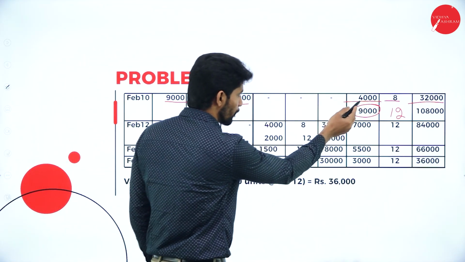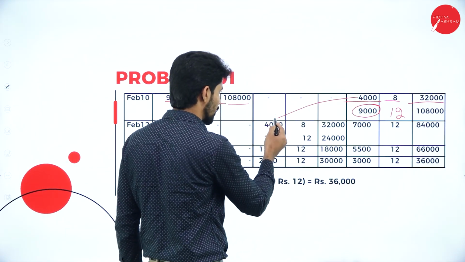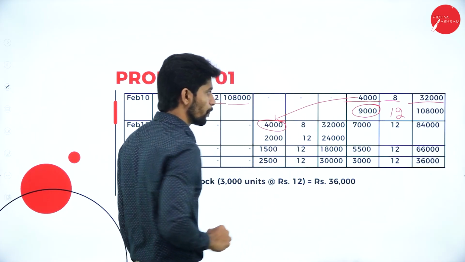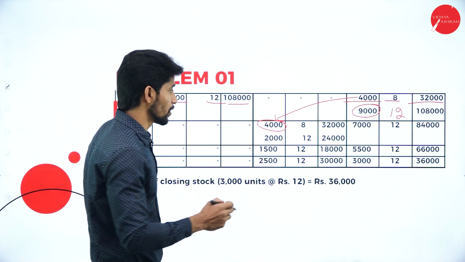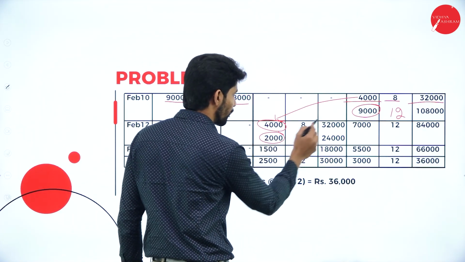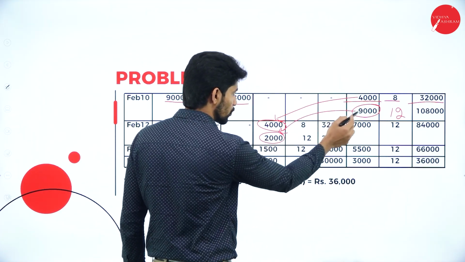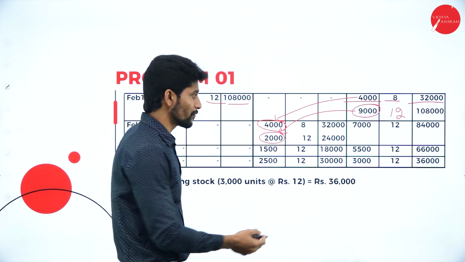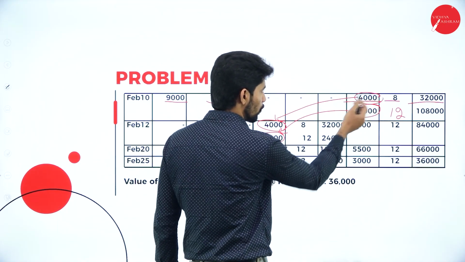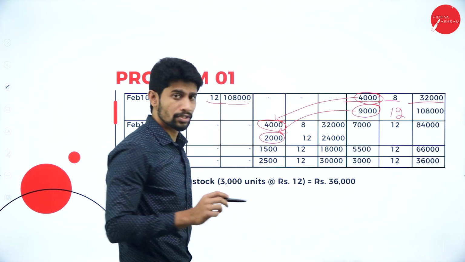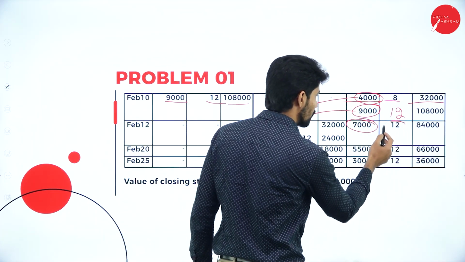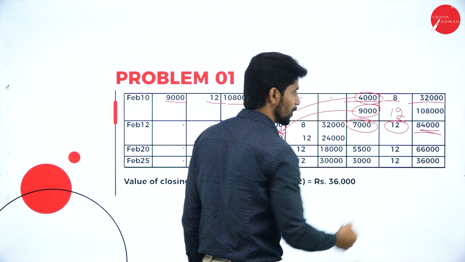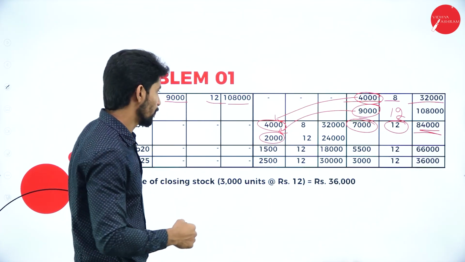So here we have 4,000. So first issue this 4,000. Still how much we are supposed to issue? We are supposed to issue 2,000. So issue this 2,000 from 9,000. What is the balance we have? We already issued this 4,000, and in this 9 we already issued 2,000. Remaining is 7,000. So what is the value? 12 rupees. You will get 84,000. Close the entry for that day.